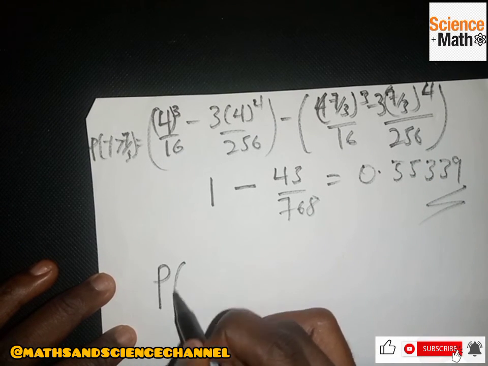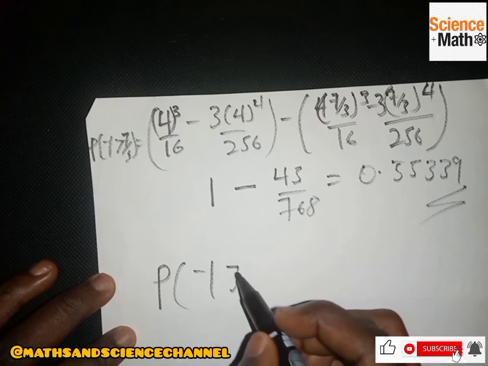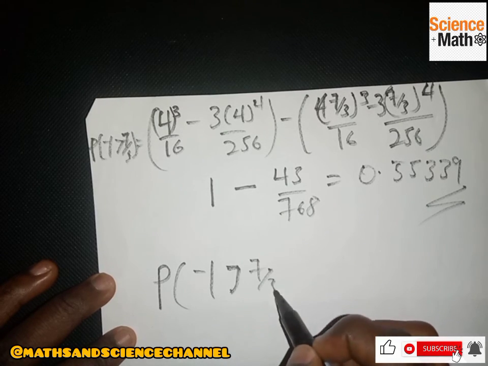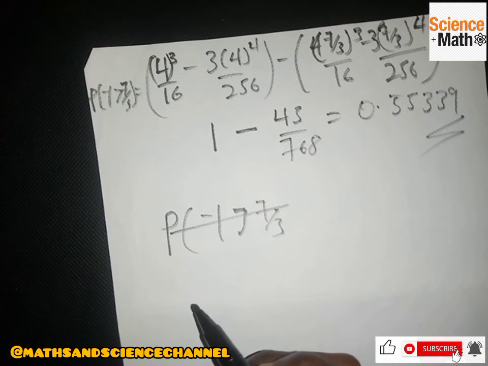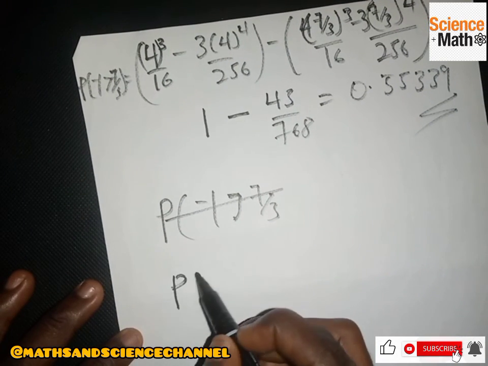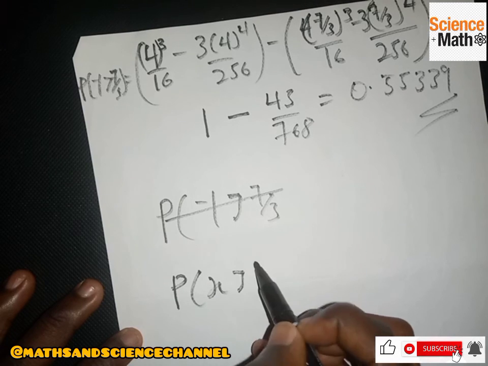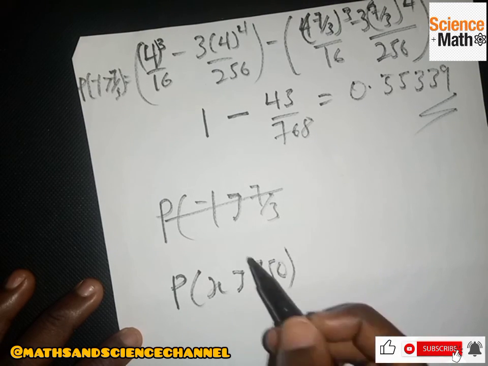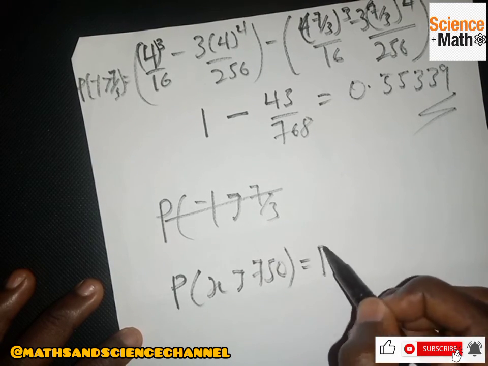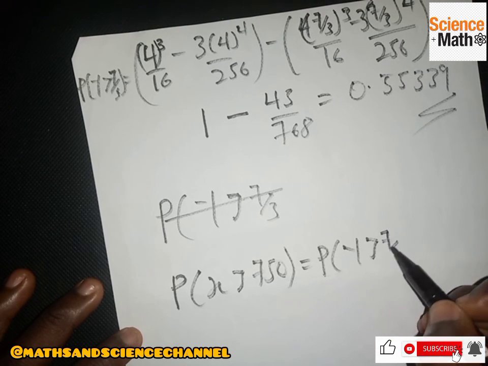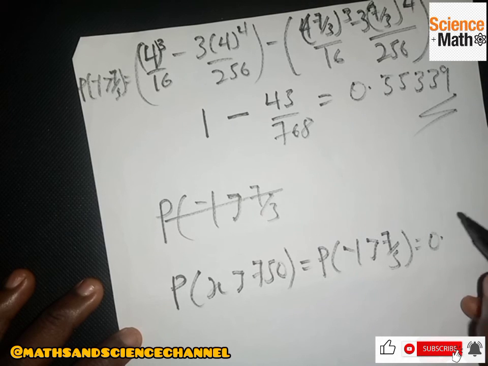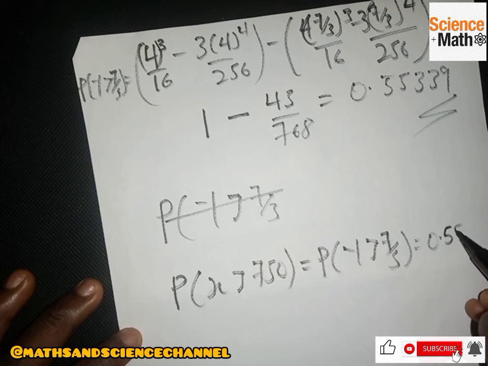So the probability that y is greater than 7/3, which was formerly the question, the probability that x is greater than 750. Remember, we just substituted into it, and then everything amounted to y greater than 7/3, which is just equal to 0.55339 as the final answer.